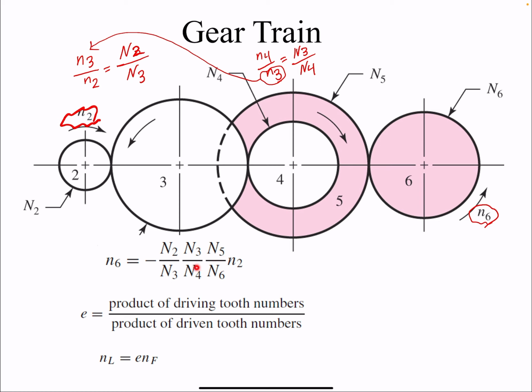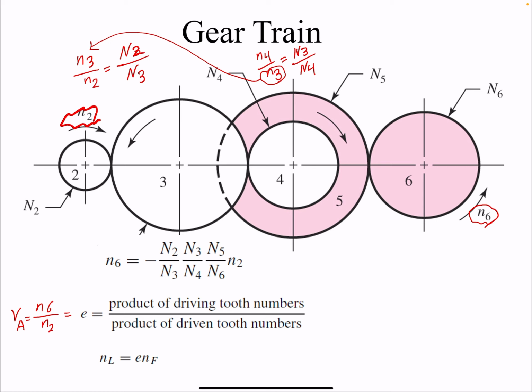So if you pay attention, we can come up with a rule saying that if I want to find a velocity ratio, this is E, another way to show the velocity ratio, simply N6 over N2, or the velocity ratio. That would be the product of the driving tooth numbers over the product of the driven tooth numbers. So in the denominator, you have the driven teeth, and in the numerator, you have the driving.